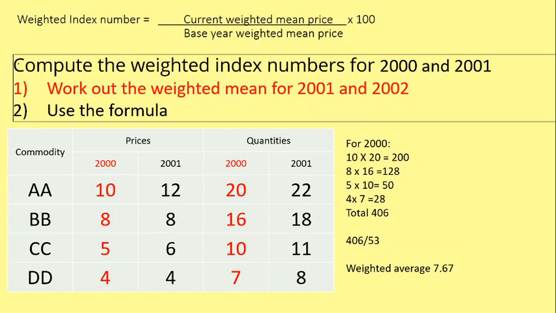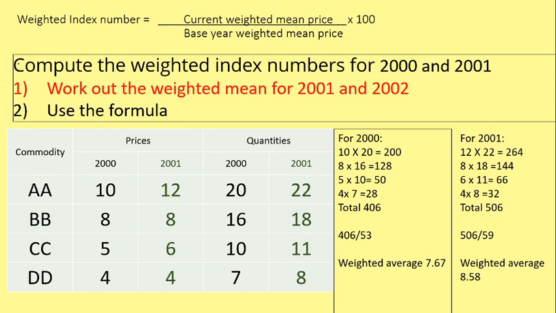Right, so my weighted mean, if you remember, you times the prices and the quantities, and you divide it by the amount. So I'm doing 10 times 20, 8 times 16, 5 times 10, 4 times 7. I add them all up, which is 406. Now there's 53 I've got by adding all the quantities together, which makes my weighted average 7.67. Okay, I did exactly the same for 2001. So I did 12 times 22, 8 times 18, 6 times 11, 4 times 8. Added all of these together, which is 506. 506 divided by 59, which is 22, 18, 11, and 8 added together, which gives me a weighted average of 8.58.